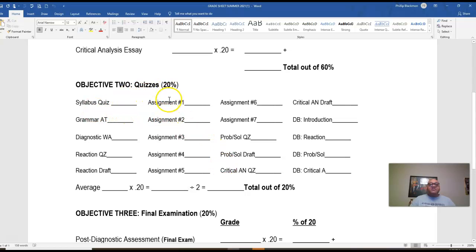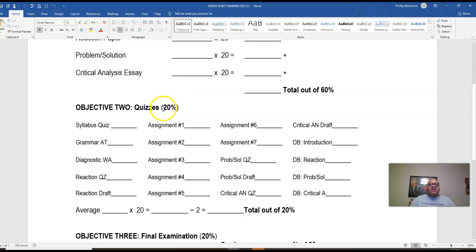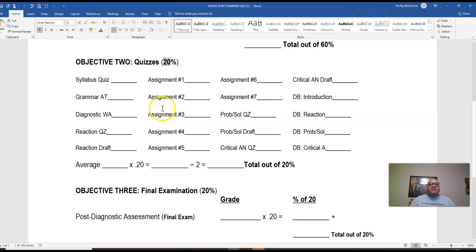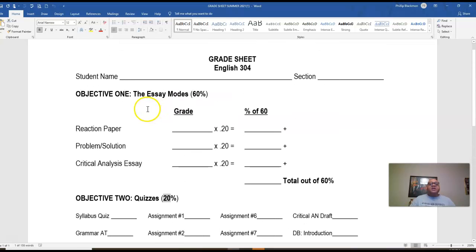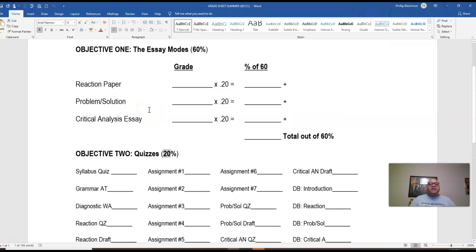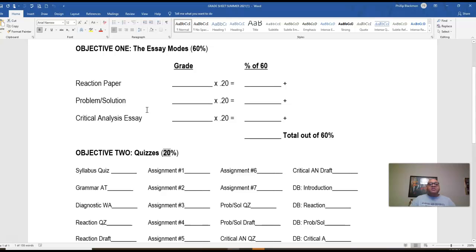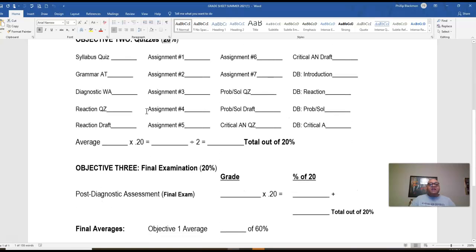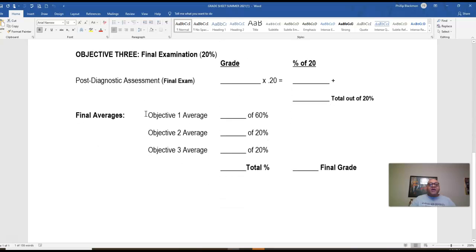Quizzes will not cause you to fail the class. As you can see, quizzes are only worth 20% of your grade. They're designed to enhance your grade. So you have this blank grade sheet. This is for your record. You fill out this grade sheet and you will know how well you did in this class this semester.